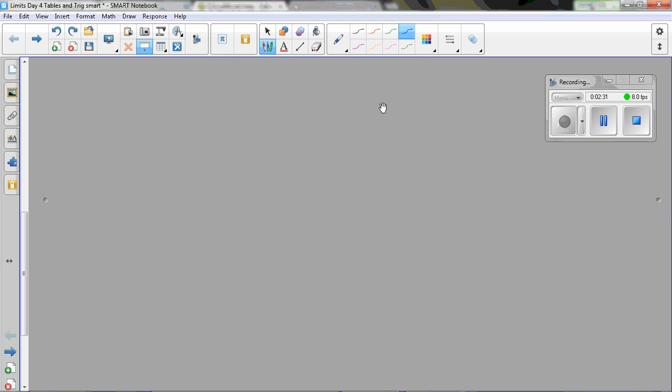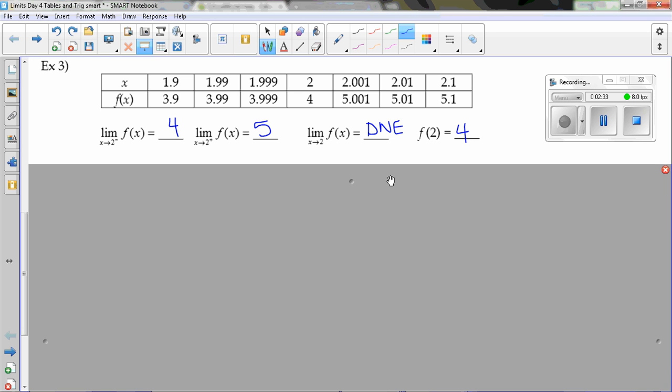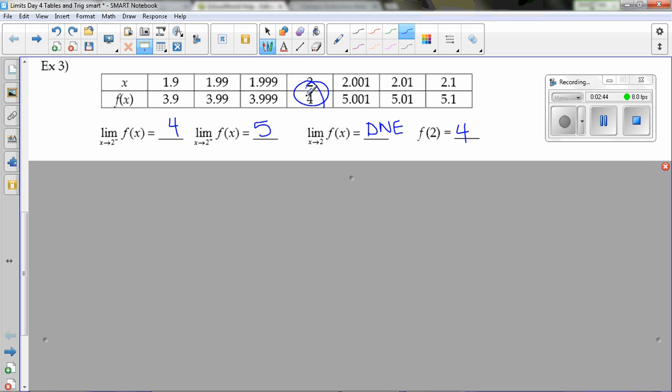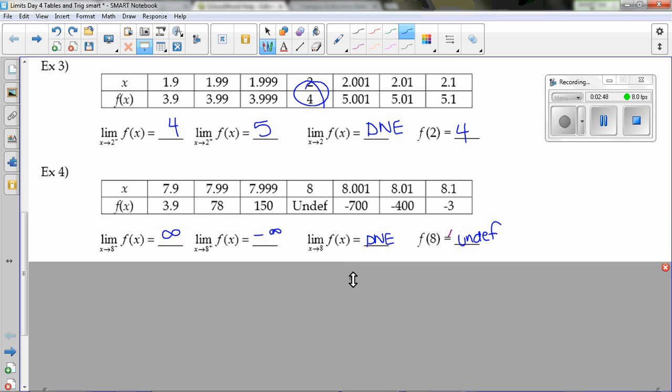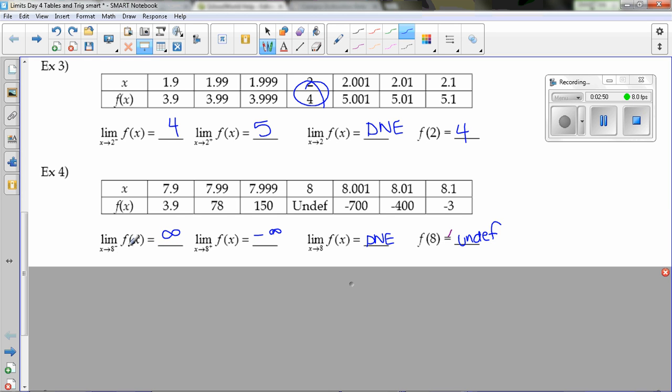All right, so welcome back. Hopefully you paused. So if we come down here to example 3, as you come from the left, you get to 4. As you come from the right, you get to 5. Therefore, the limit does not exist, but the function value equals 4, because at 2, you have a y value of 4.